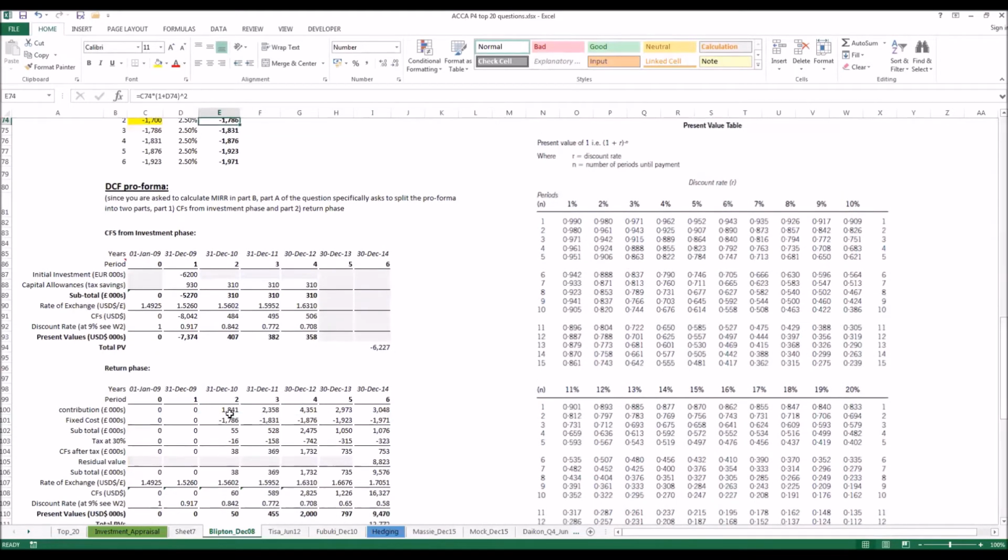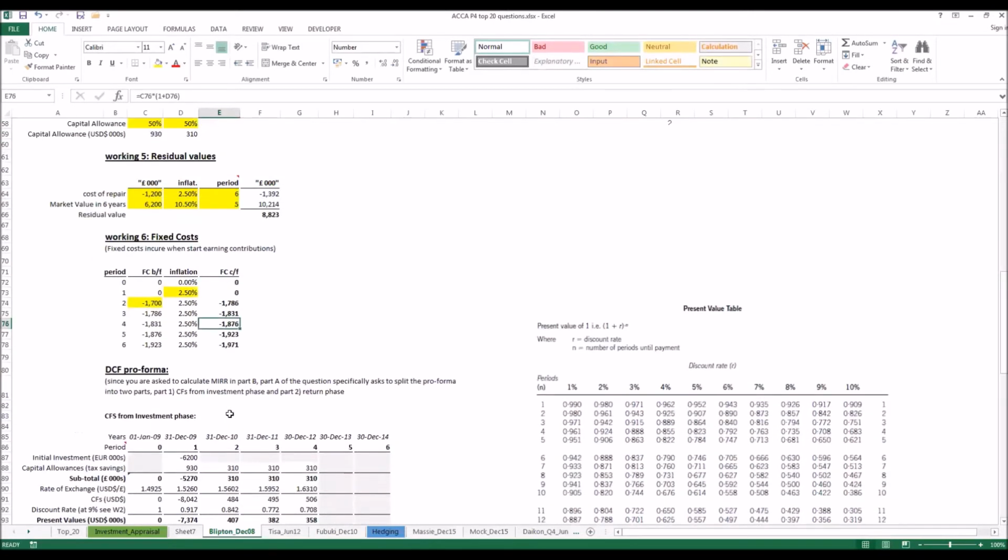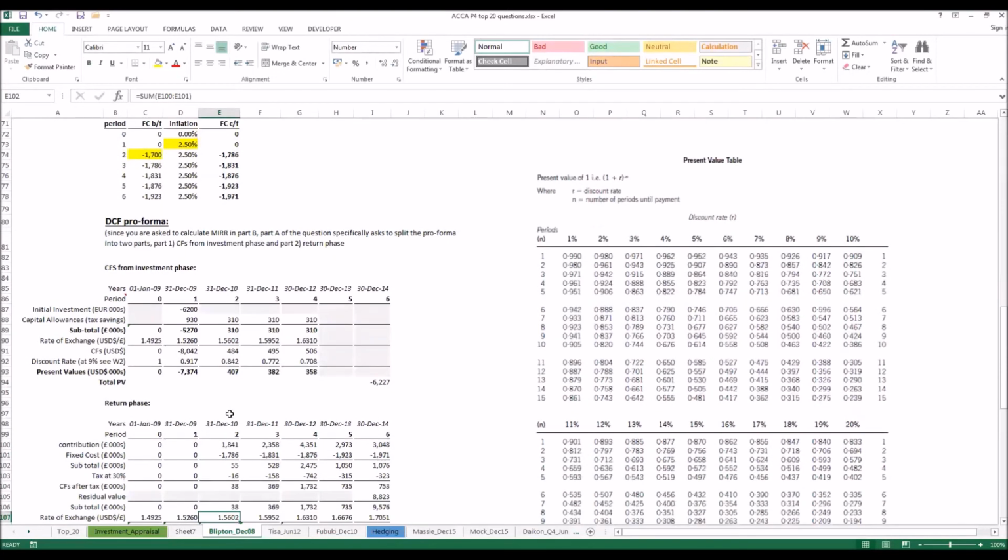We also have the fixed costs, which we inflated in working 6. So the contribution take away the fixed cost gives us the profit before tax, £55,528,000, £2.4 million, £1.05 million, and £1.076 million. Then we have the tax rate, 30%. We apply that, we deduct it, and then we get the cash flows after tax.